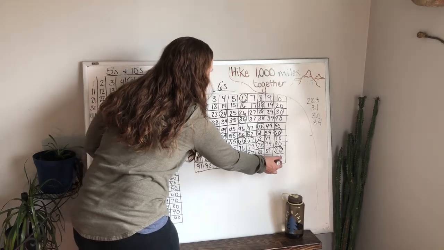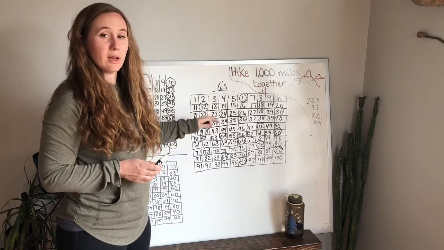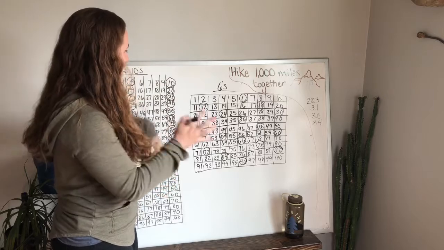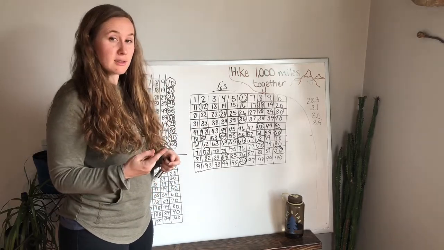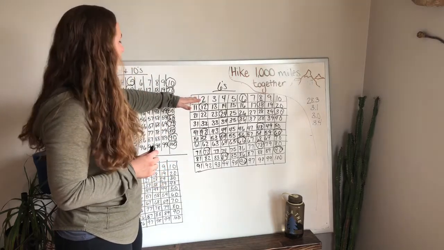1, 2, 3, 4. Oh, I can't go any farther. That's the end of what I can count with a hundreds chart. Now, as I'm looking at it, it just kind of looks like random numbers that are circled. We do know that they're all counted by 6, but let's take a look at the rows. Let's see if we can find a pattern in the rows.